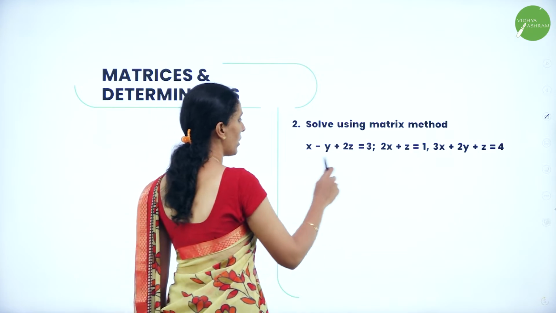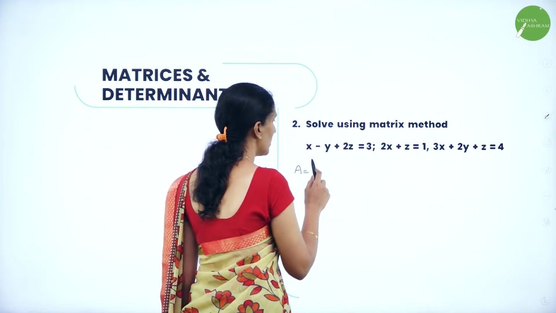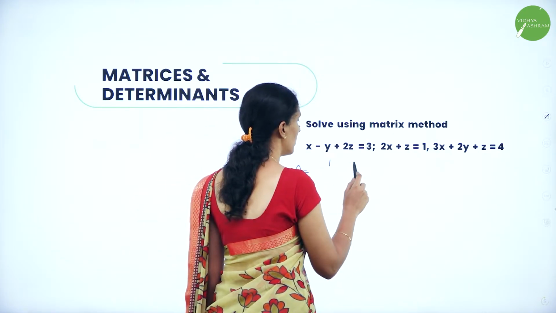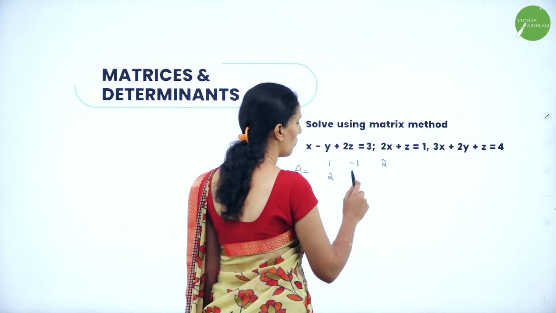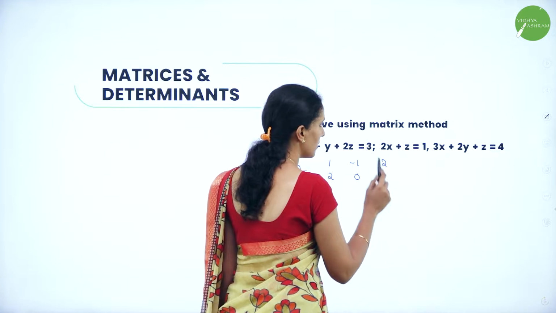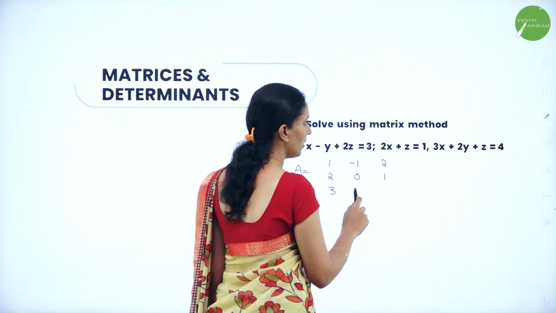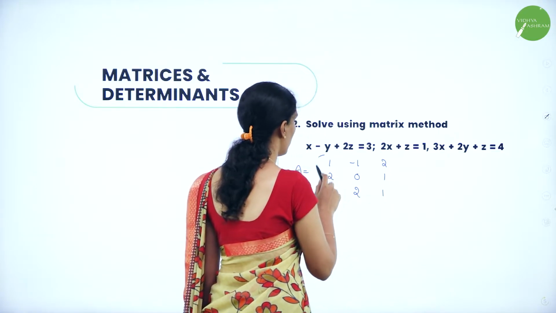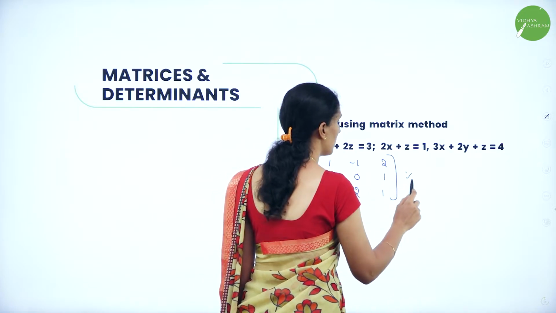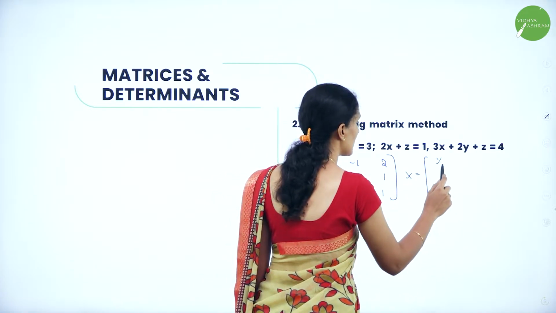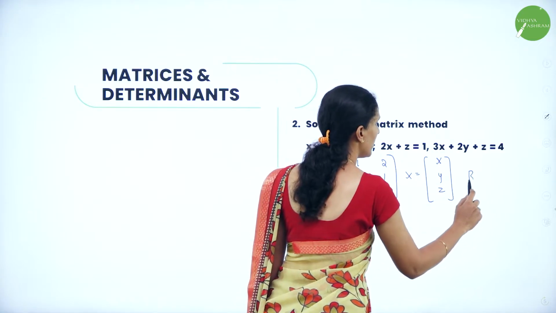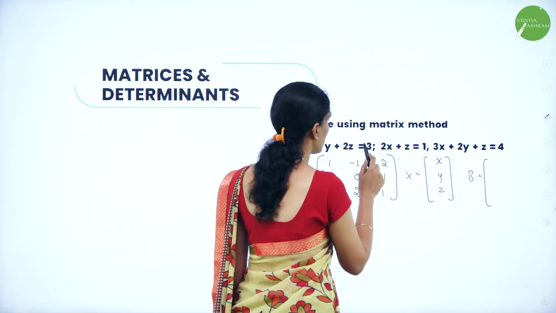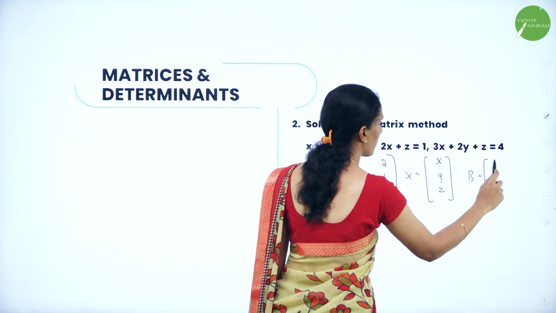So here, let's write the coefficients in one matrix. For the first one, it is 1, minus 1, 2. For the second one, it is 2. There is no y, so it is 0. For z, it is 1. Next, we have 3, 2, 1. So this is matrix A. Matrix X is x, y, z. Matrix B is the constants outside, 3, 1, 4.